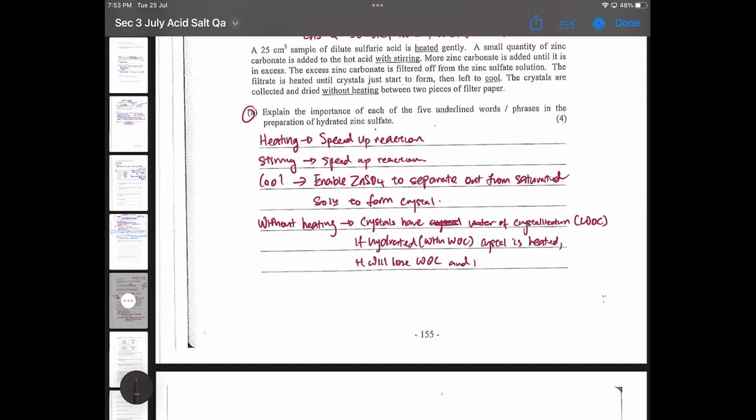And then the hydrated crystals will not be able to be collected. And what you get instead will be something called anhydrous. The anhydrous salt instead will be obtained. Let me explain to you what's the difference. You jot this down first, digest this. I'll explain this in a minute's time.